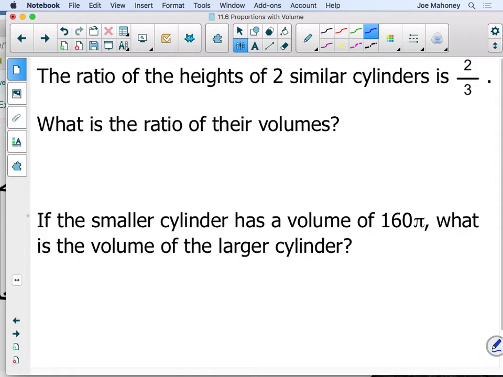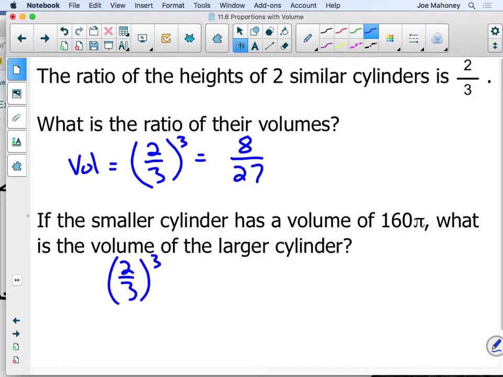Suppose I know that the ratio of the heights of 2 similar cylinders is 2 to 3. So if the heights have that ratio, then the volumes are going to be in a cubed ratio to them. So the volume ratio is going to be 2/3 cubed. So 2 cubed is 8, 3 cubed is 27. So the ratio of their volumes is 8 to 27. And now we can solve the problem with that. What we can do is say this ratio of their volumes, 2/3 cubed, or 8/27.